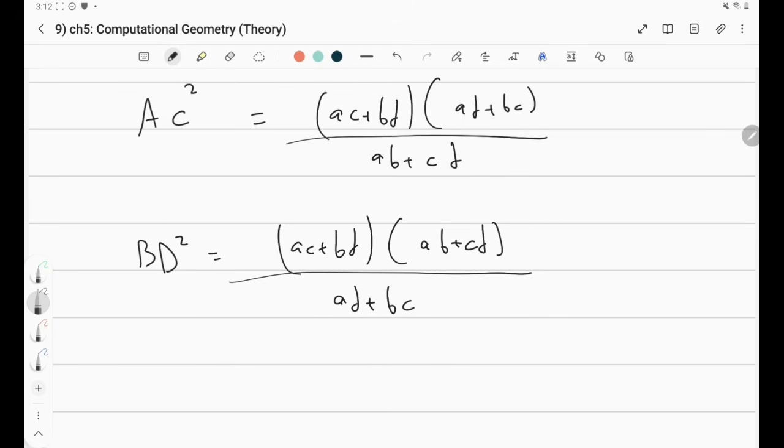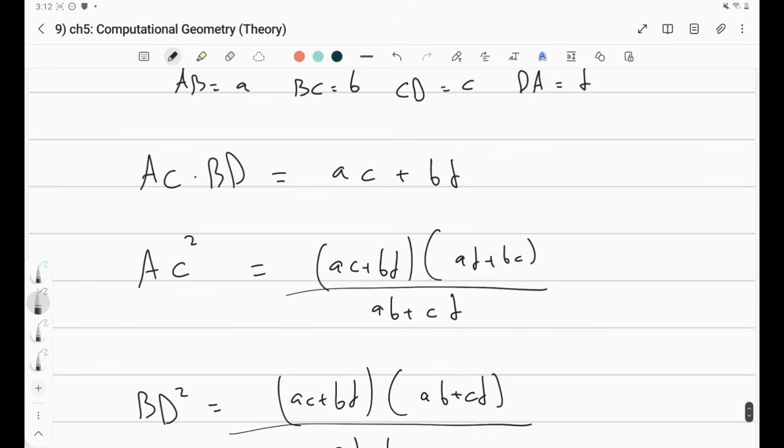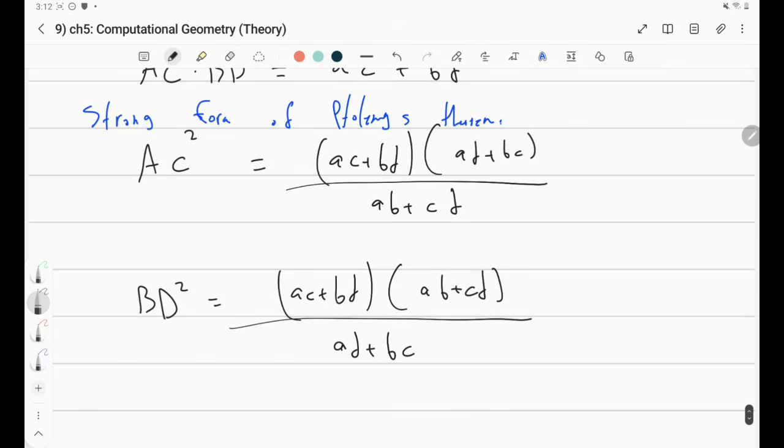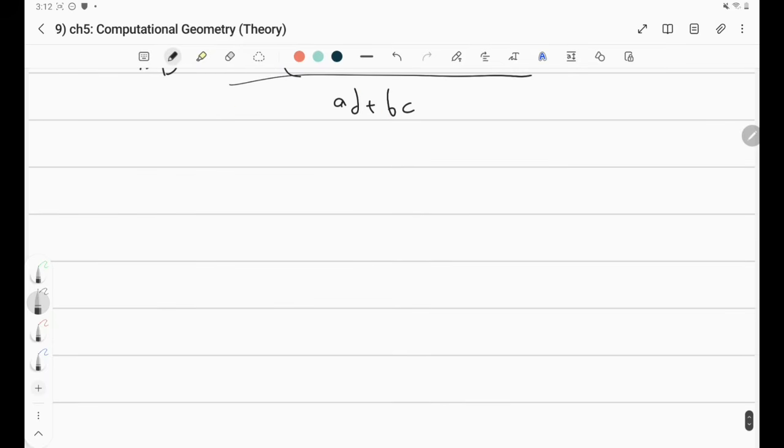So this is well known. It's called the strong form of Ptolemy's theorem. To prove this, by the way, it's not a difficult task.